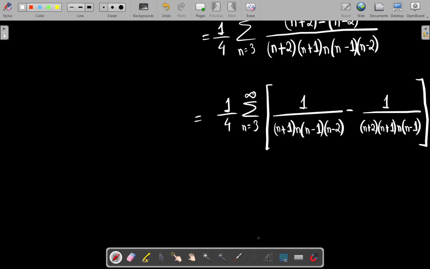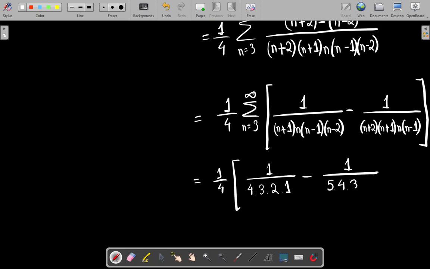Okay, so now if we start putting the values of n equal to 3 in these terms, we'll get the consecutive terms. So in the first case, if we put n equal to 3 in the first term inside the bracket, this will become 1 upon 4 times 3 times 2 times 1 minus, n plus 2 will be, 5 times 4 times 3 times 2. Okay, this is for n equal to 3.